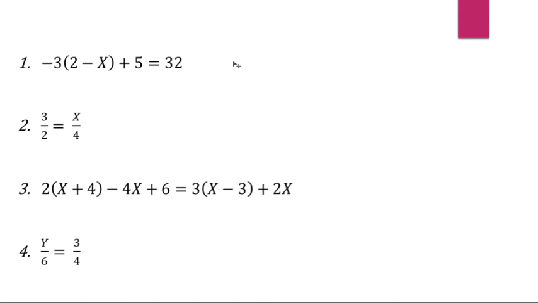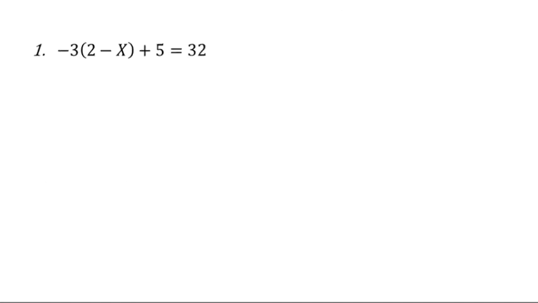Number 1, negative 3 times 2 minus x, plus 5 equals 32. Let's go ahead and solve this equation. By now, you should be able to look at this equation and not be intimidated. It should be easily solved. Remember, whenever you're solving an equation, your first step is to simplify.